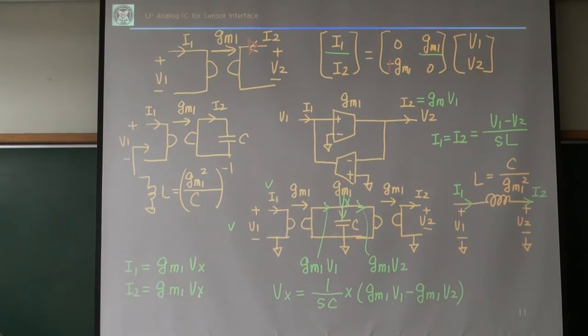Oh, that's good. So I substitute this Vx there. Then I1, I2 equal 1 over SC GM1 squared times V1 minus V2. If I compare this equation with that equation, my inductor is only C over GM1 squared, right? So I achieved my floating inductor. Question? No?